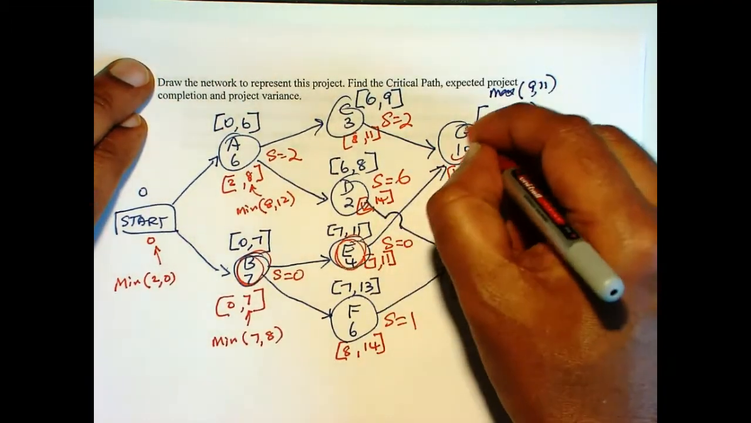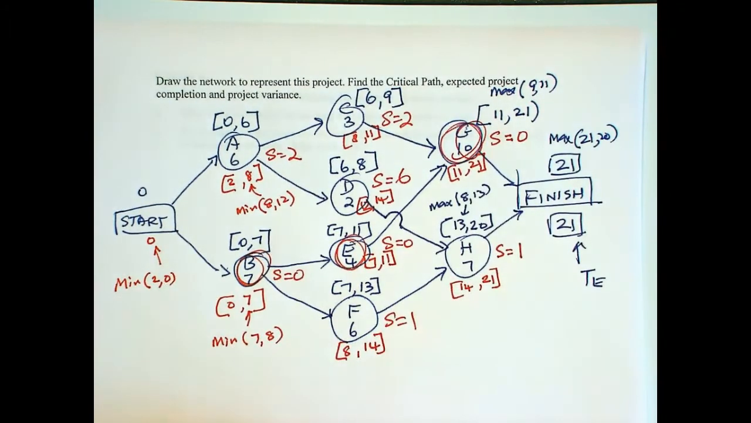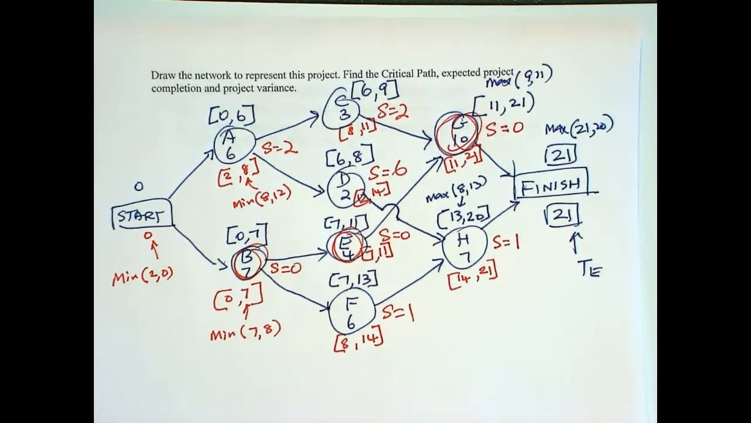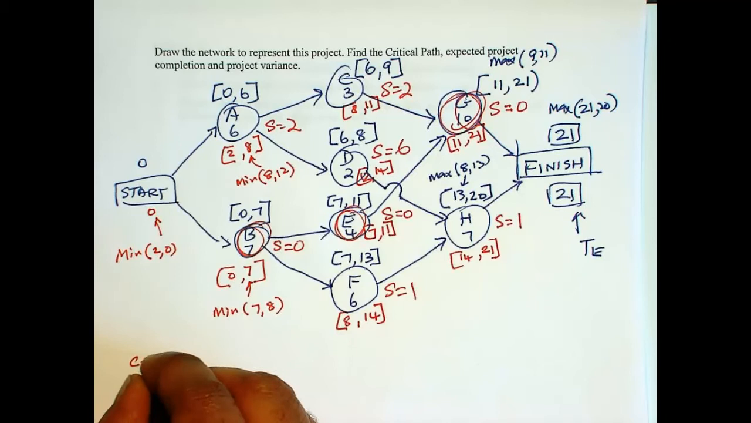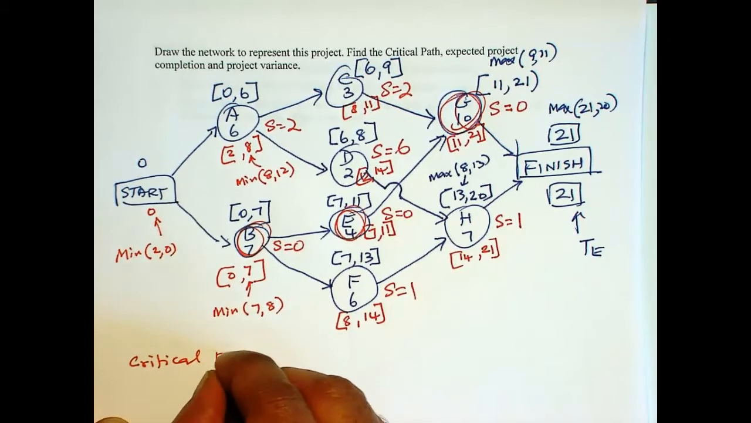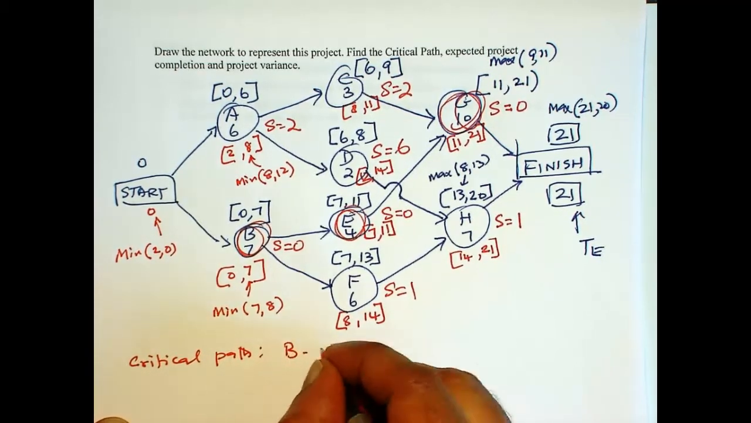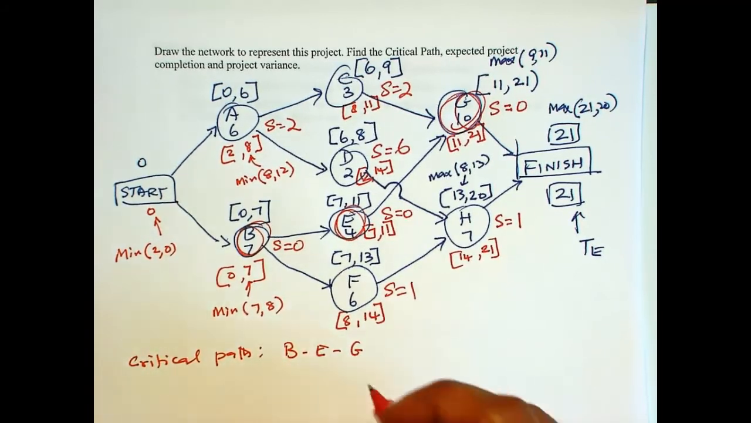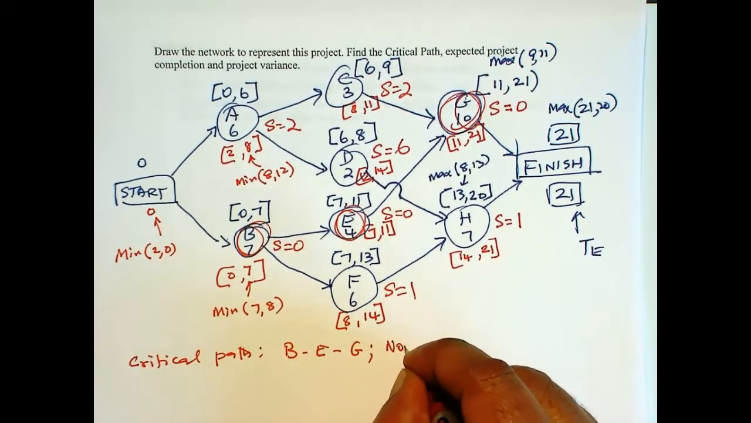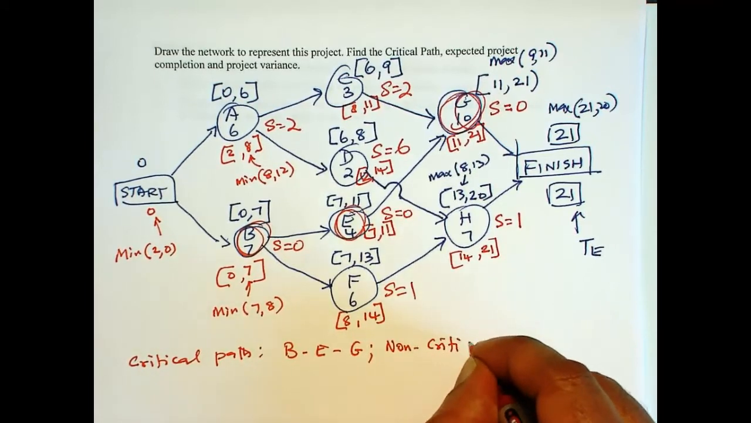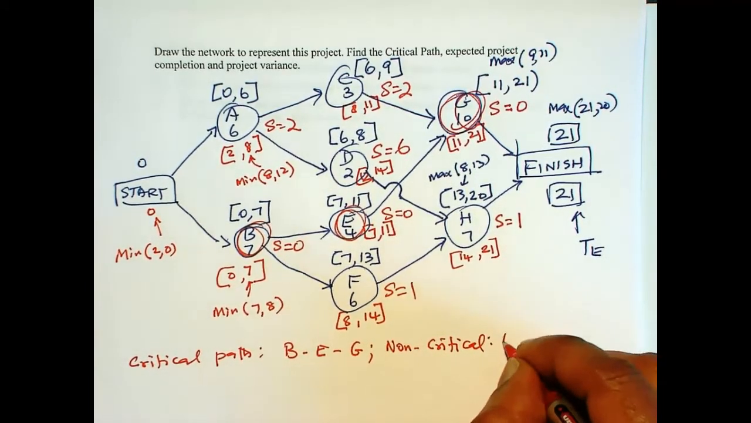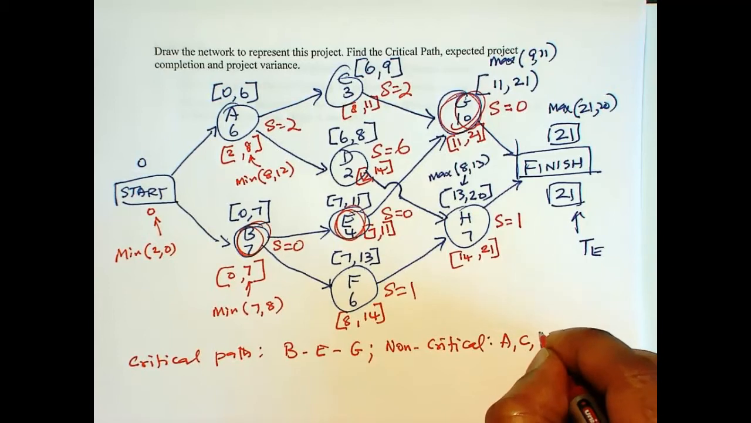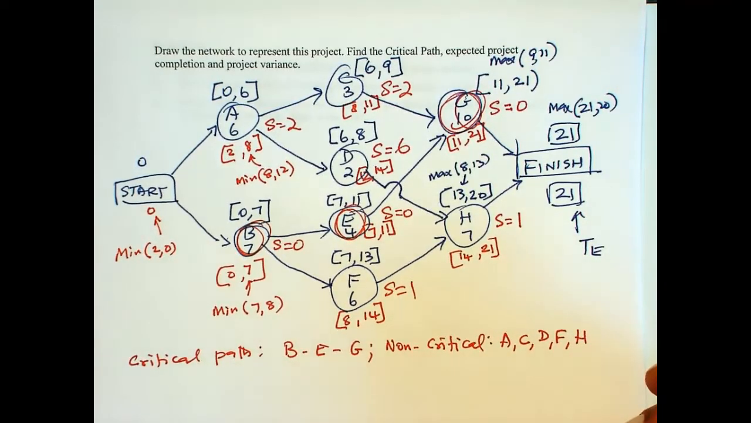So the critical path is B, E, and G. Non-critical are A, C, D, F, and H. Now in the next video we'll compute the variance and the probabilities.